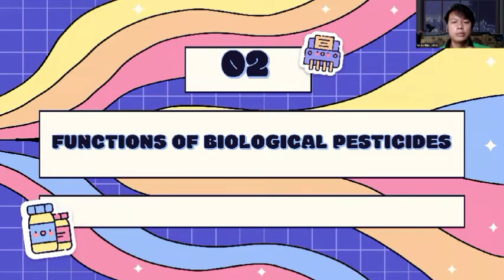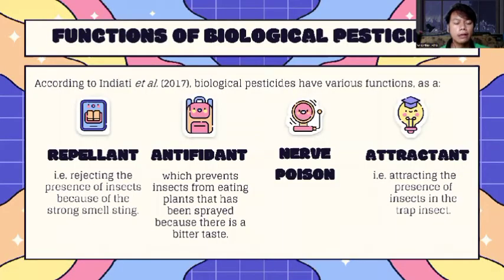Function of biological pesticide. According to Indiati, biological pesticides have various functions as a repellent, rejecting the presence of insects because of the strong smell sting. And the next is antifeedant, which prevents insects from eating plants that have been sprayed because there is a bitter taste. And then nerve poison and attractant, attracting the presence of insects in the trap insect.